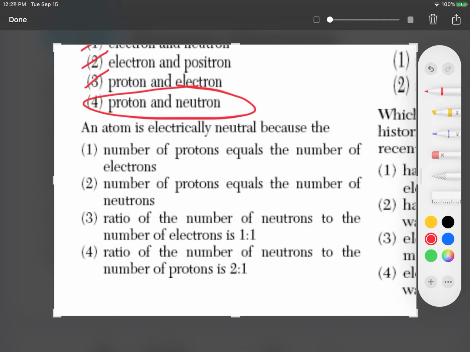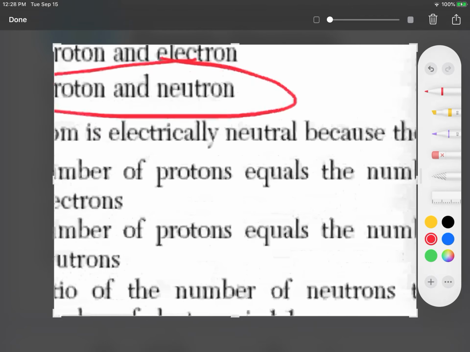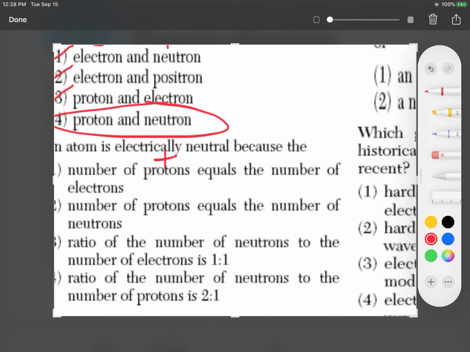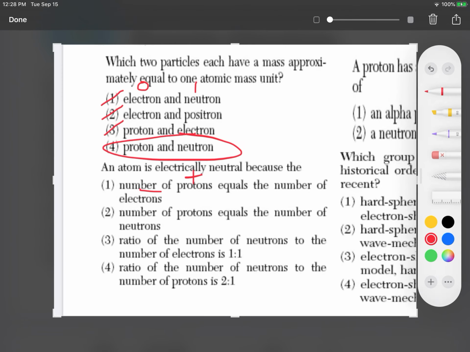An atom is electrically neutral because what did we say before? Which 2 particles make it neutral or 0 charge? Well, you need the same number of positives as you do negatives. So the number of protons equals the number of electrons because atoms are electrically neutral.